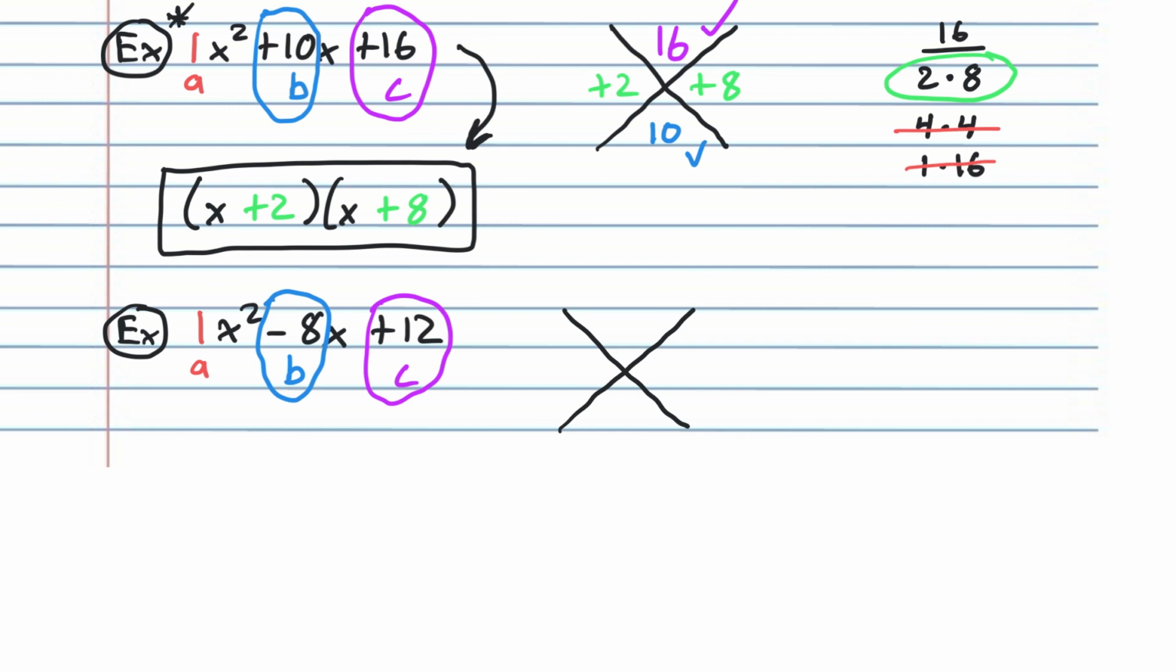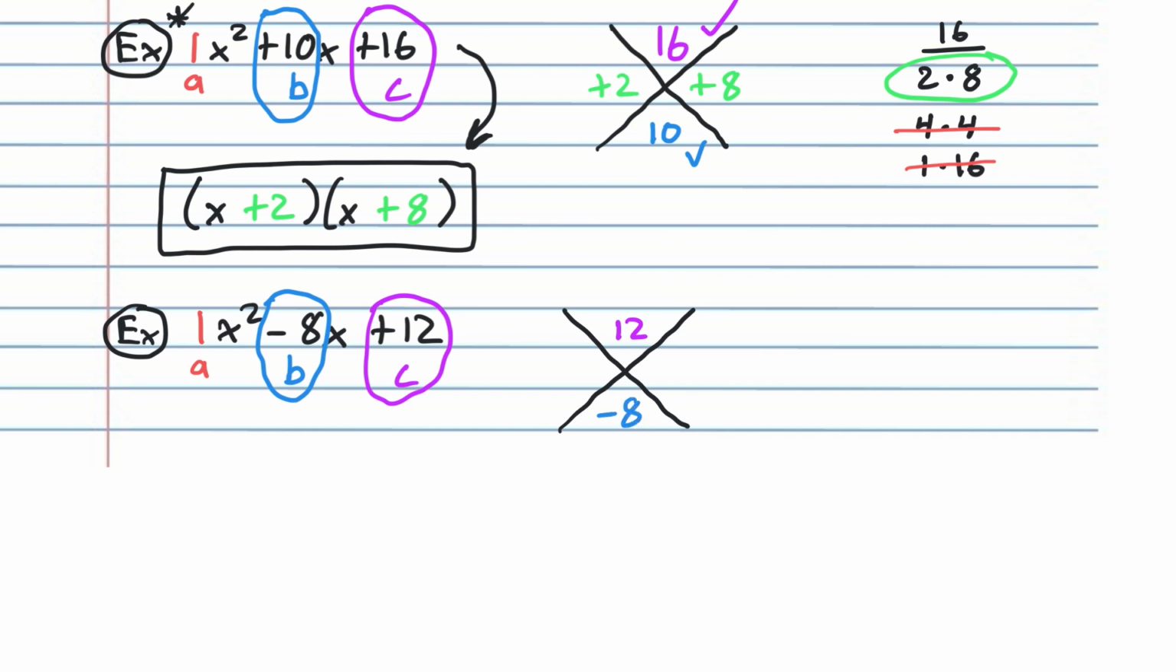Okay, so we set up our X. So remember the C value goes up top. So 12 goes up top, and then our B value goes down below. If it helps you to remember B goes down below, B and below. So make sure the negative goes with it, so negative 8.